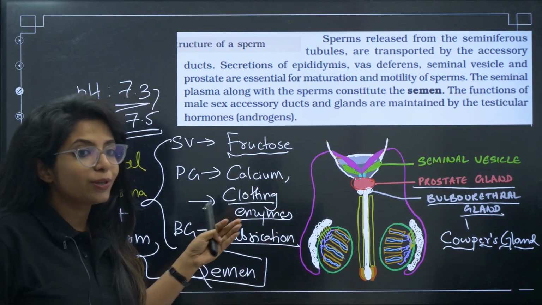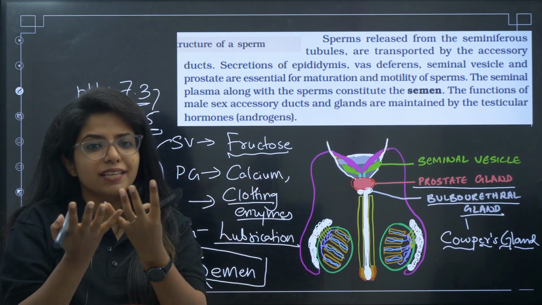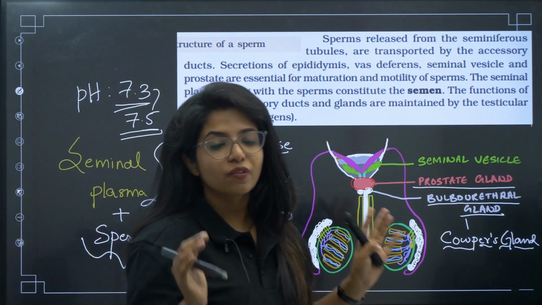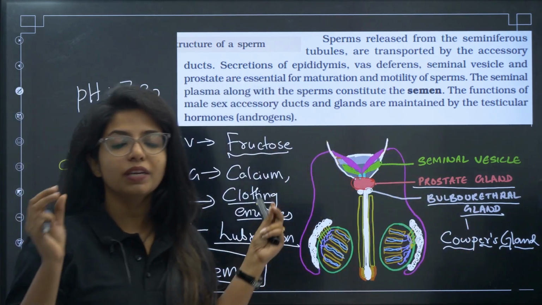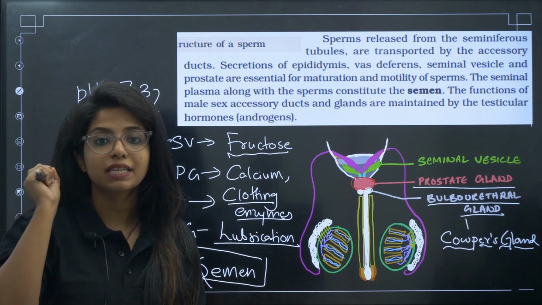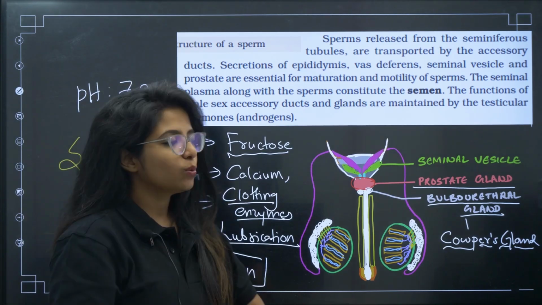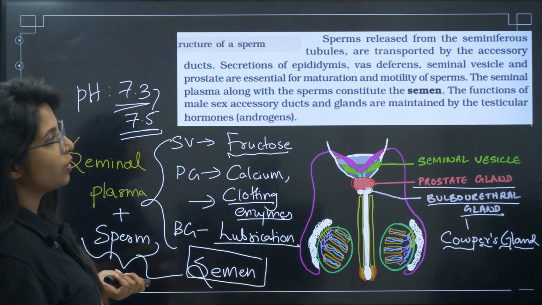So basically, to protect the sperm from all this acidic nature, you have a covering of secretions which will be alkaline. So together the pH is 7.3 to 7.5. It is an alkaline pH. It is very important for you to remember it. Yeah, so we are done with that. I hope you're clear with that.